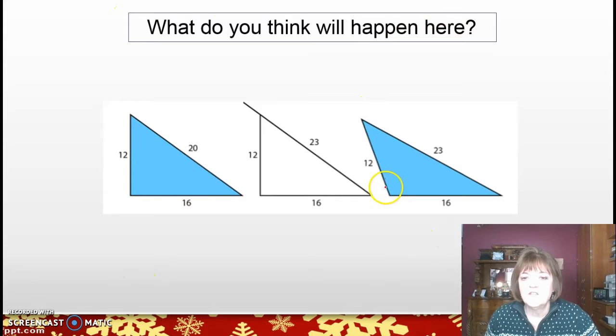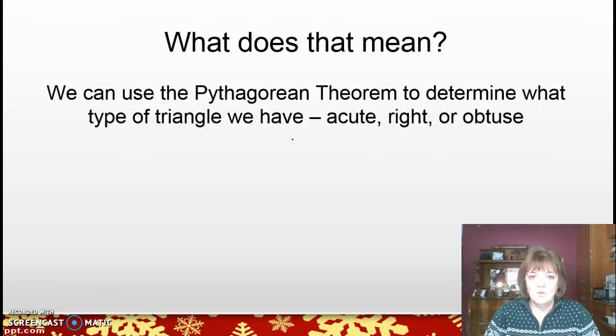There it is. So you can see this angle here has gotten bigger. So this makes it an obtuse triangle.